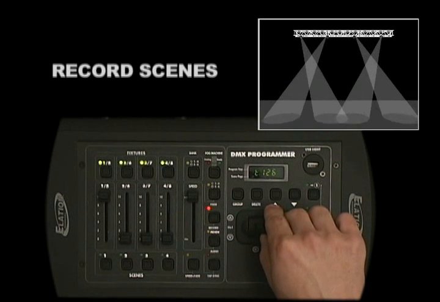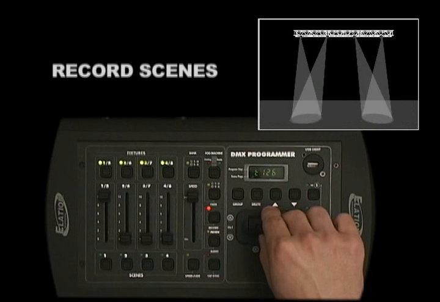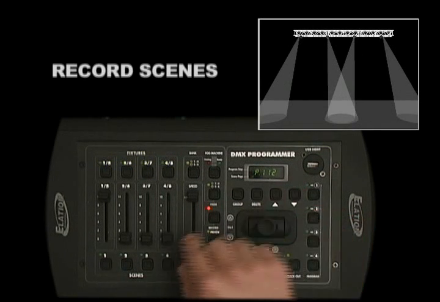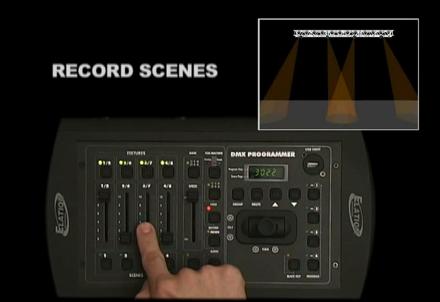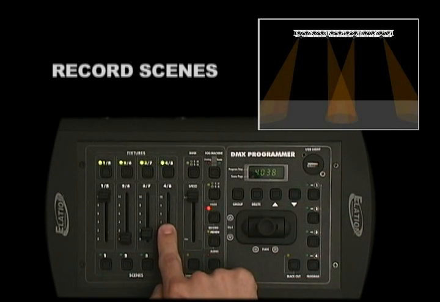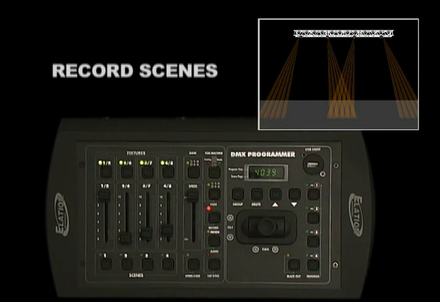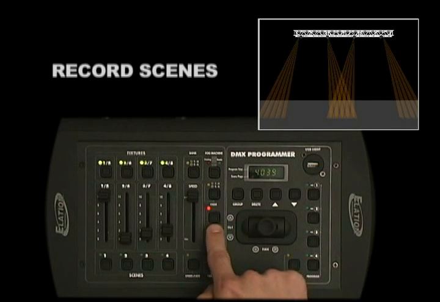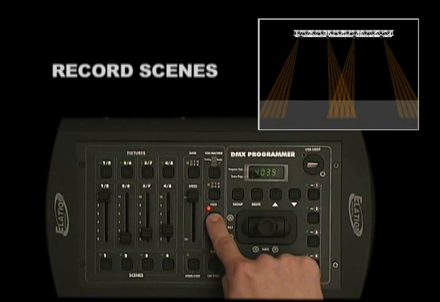We can then set our positions, select colors, and our gobo, and store our scene to a desired location. You will press the record button followed by one of the 4 scene buttons.